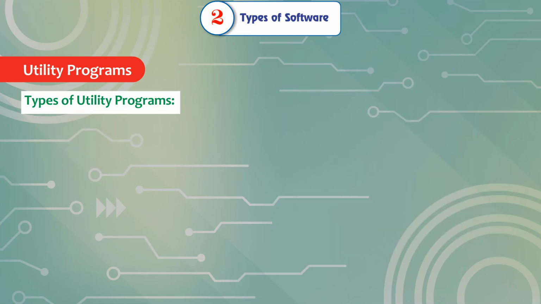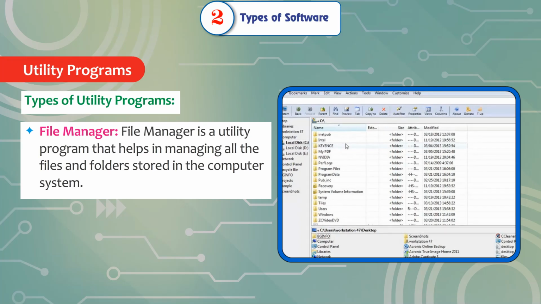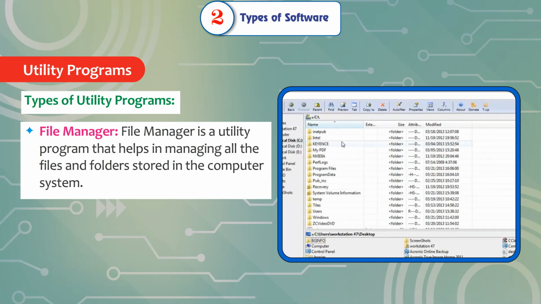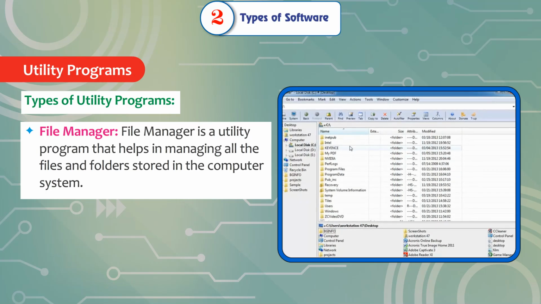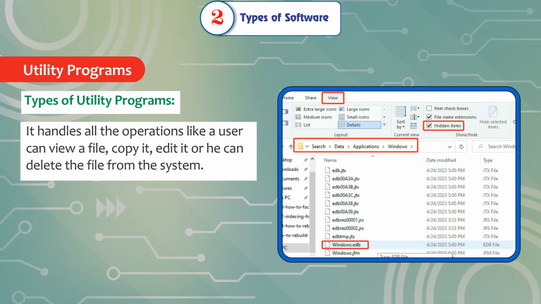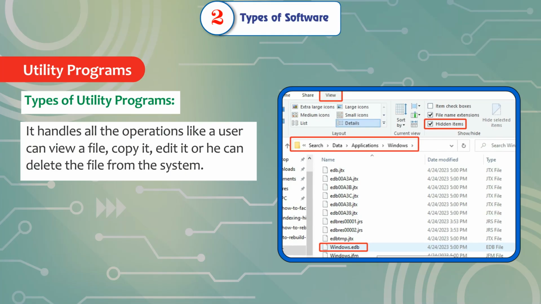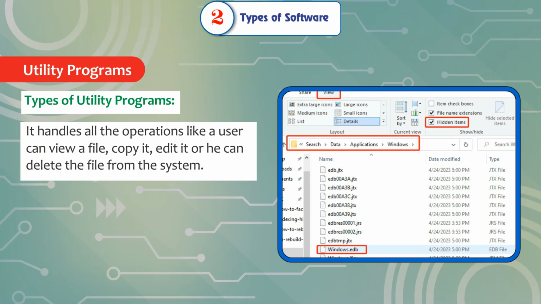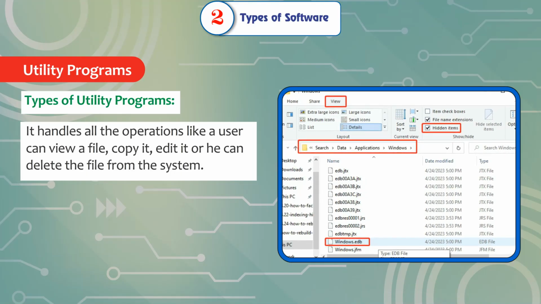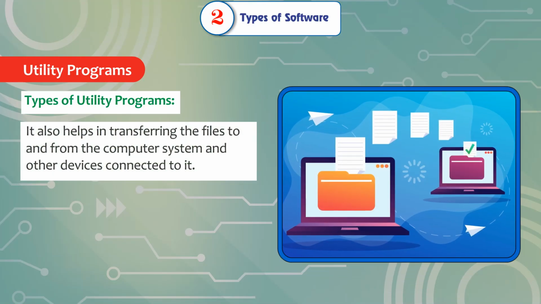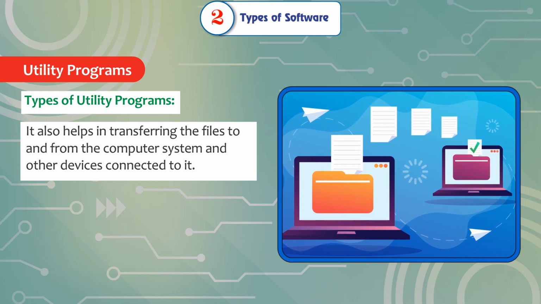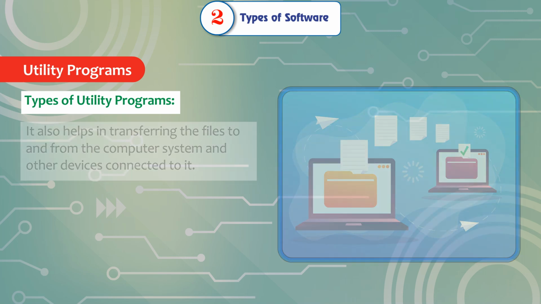Types of utility programs. File Manager. File Manager is a utility program that helps in managing all the files and folders stored in the computer system. It handles all the operations, like a user can view a file, copy it, edit it, or he can delete the file from the system. It also helps in transferring the files to and from the computer system and other devices connected to it.